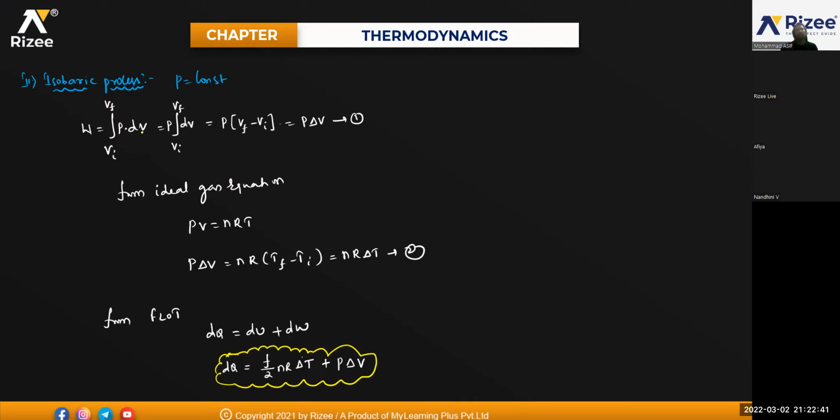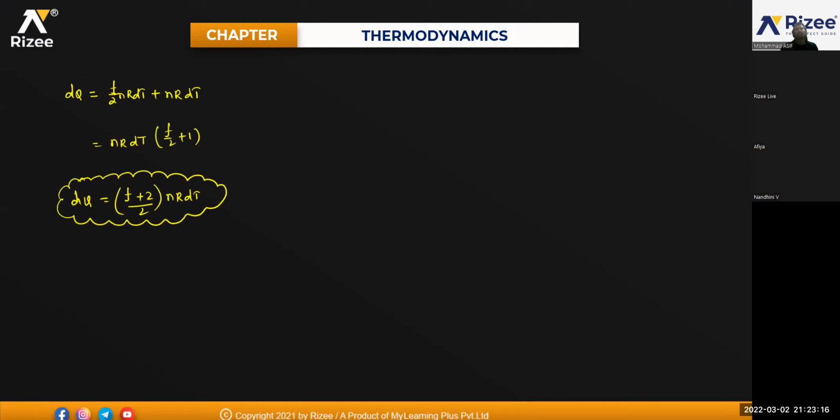See once again. For an isobaric process, pressure remains constant. So when pressure remains constant, I can calculate the work done. Work done by the gas will be the integral of P into dV. So it is P times the integral of dV from initial volume to final volume. So it is P into V final minus V initial, P into delta V. From the ideal gas equation, PV is equal to nRT. So P into delta V is equal to nR into T final minus T initial, that is nR into delta T. From the first law of thermodynamics, dQ is equal to dU plus dW. So dQ is equal to F by 2 nR into delta T plus P into delta V.